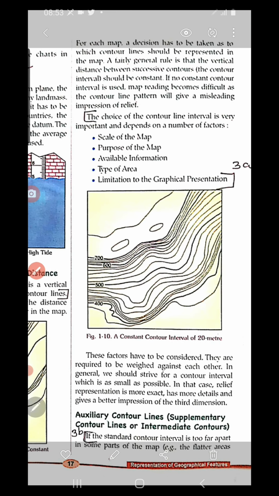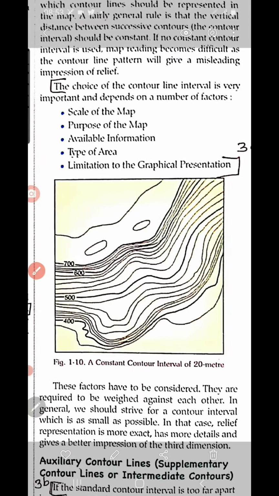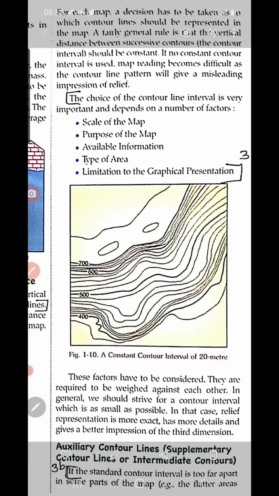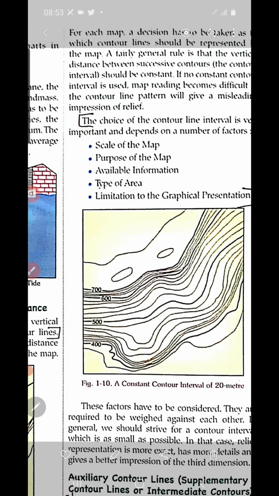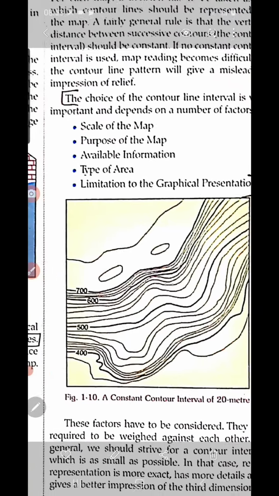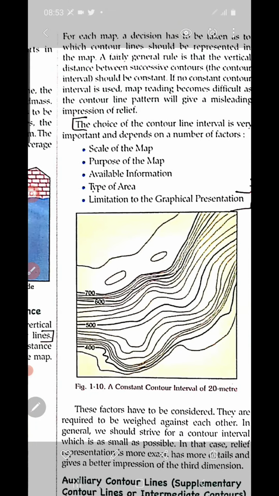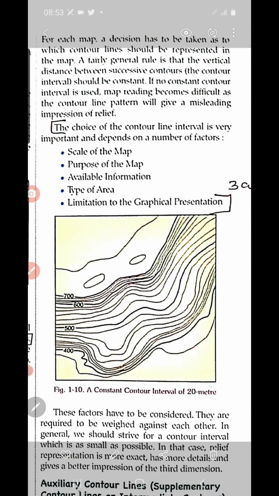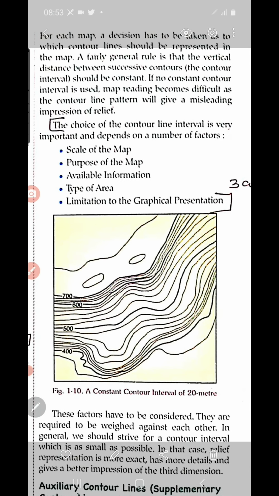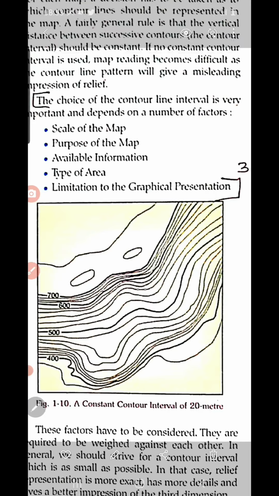Why is the contour interval important, and what does it depend upon? We cannot do anything with this map ourselves; we can only do map reading after the cartographer has made the map. So which methods does the cartographer use for determining the contour interval?